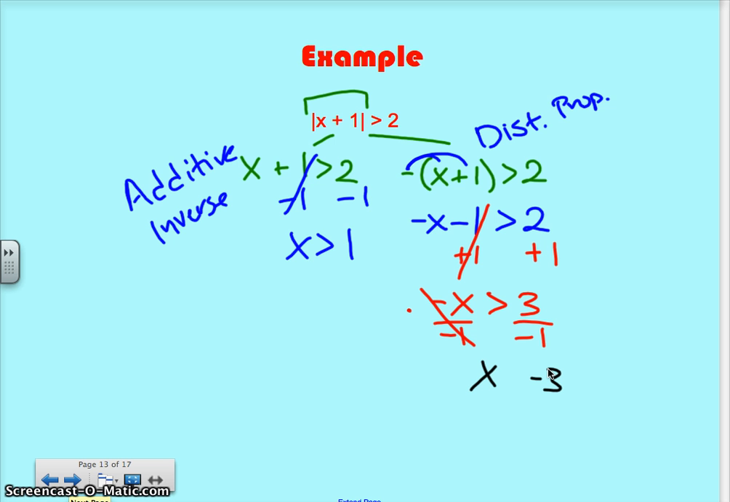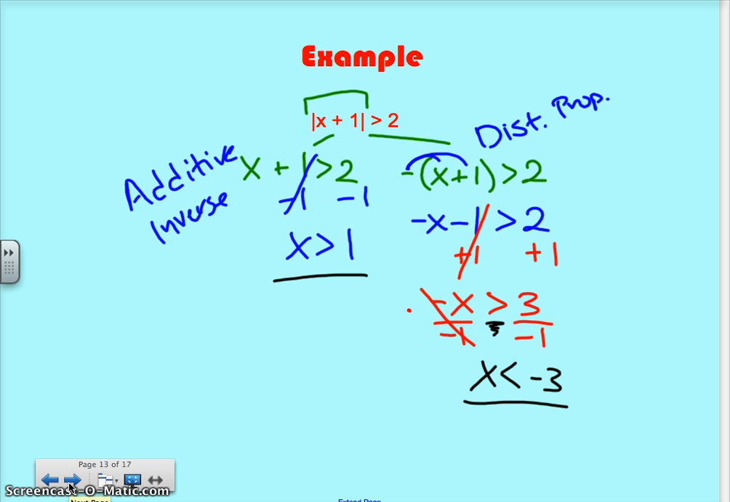If we divide by a negative 1, we have to flip the sign. We got to flip this sign here. So now it's going to be like this. Okay? So now we have an equation that says that x is going to be either greater than 1 or it's going to be less than negative 3. So it's going to be one of those two options. Either greater than 1 or it's going to be less than negative 3.